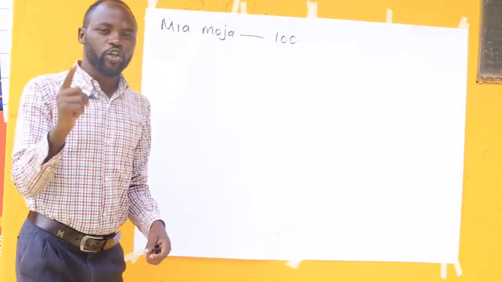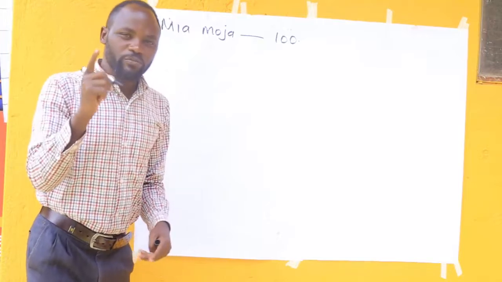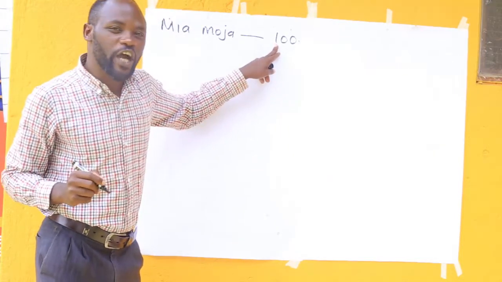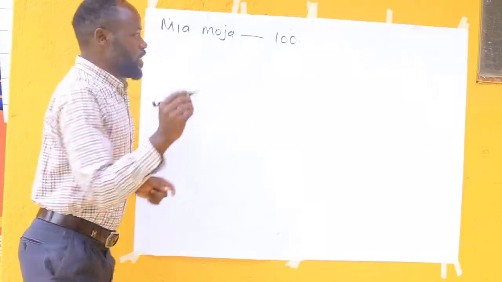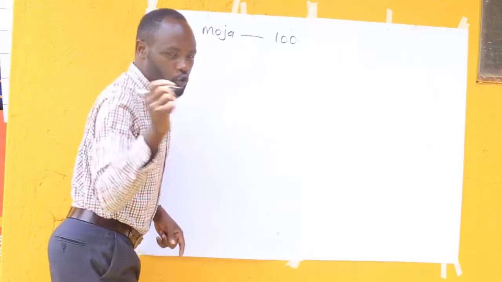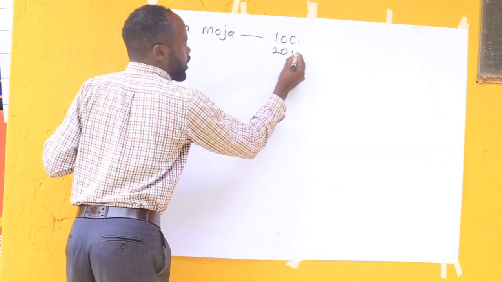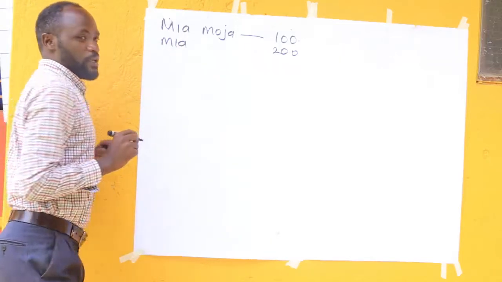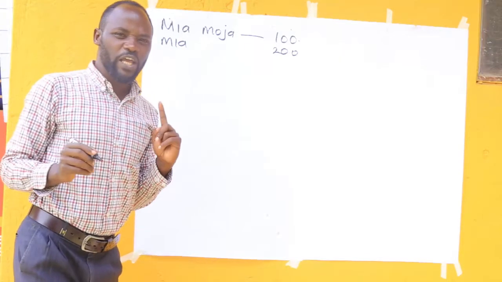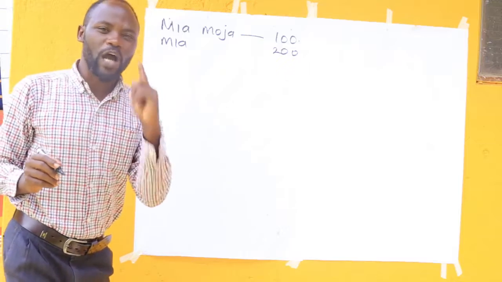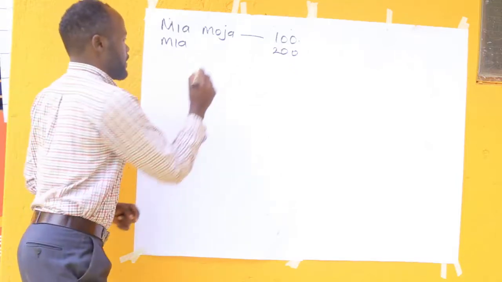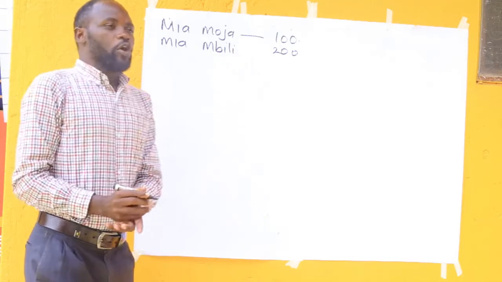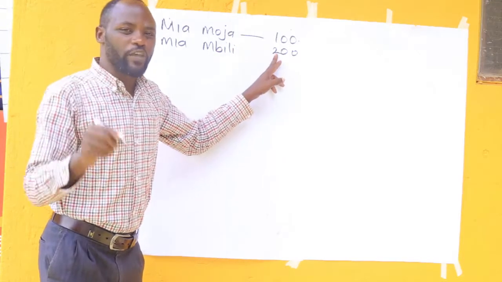So I have told you mia moja, we call it mia moja because of this one. So depending on the figure we have here, we shall give it a name. So if we have there, for example, 3 or 2, we shall use the word mia. The word mia means 100. Then if we want to say 200, we shall say mia mbili. So you keep adjusting here depending on the figure you have there.